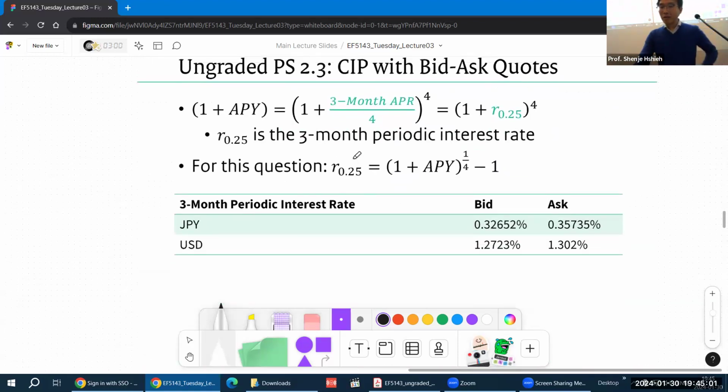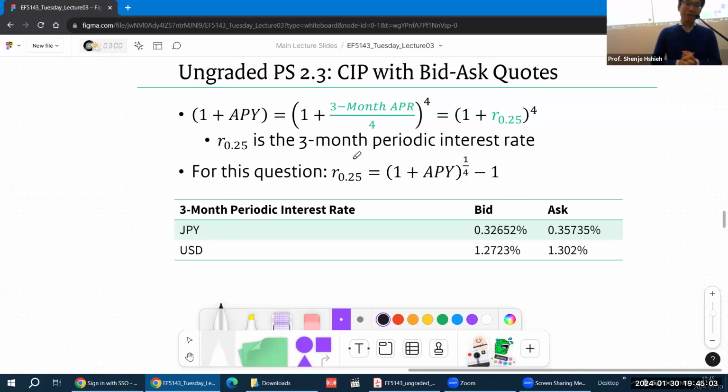All right, so how do we do the conversions? Just like before, we convert the annualized to the quarterly now, right? So we are given APY, that's annual percentage yield, okay? And this numerator here is the APR, and we divide it by 4 so that it becomes a quarterly interest rate, right? That's just definitions. So we want to solve for this term here, right?